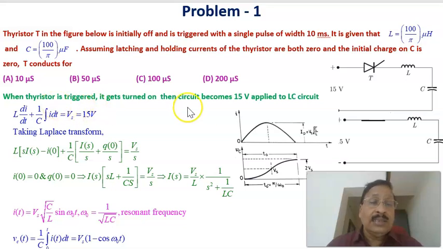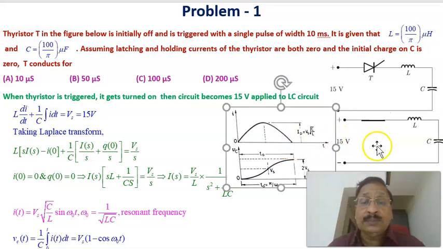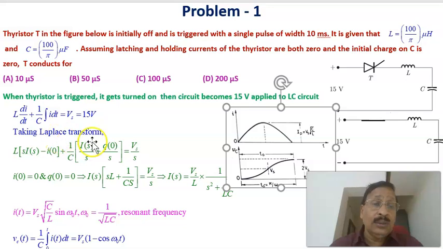Now let us analyze the circuit. When the thyristor is triggered, it gets turned on and the circuit becomes what is shown below. Therefore the circuit becomes 15 volts applied to an LC circuit. Therefore this is simply an LC circuit to which 15 volts is applied.